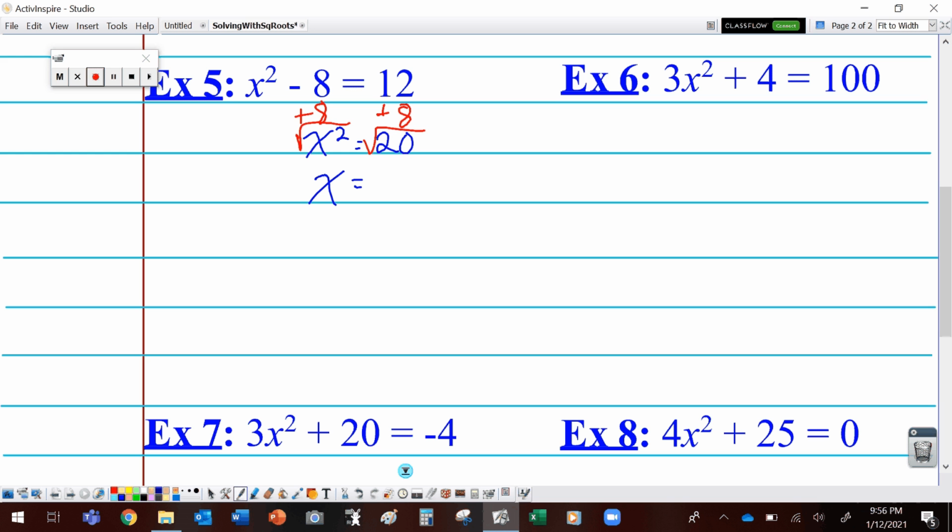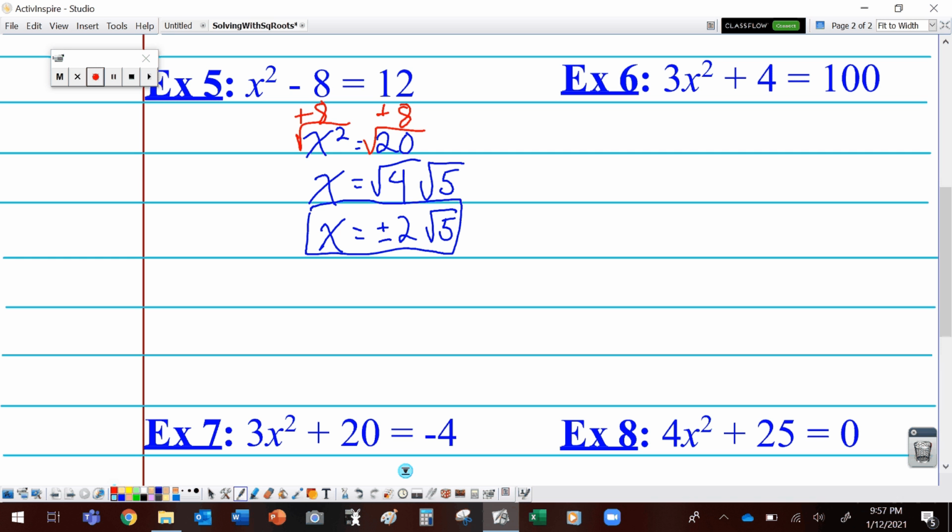On the right side, 20 is not a perfect square, so I'm not going to get an integer answer here. If we remember last lesson, what I want to look for are 2 square roots, one of which is a perfect square that evenly divides 20. Well, 4 is a perfect square that evenly divides 20, and 4 times 5 gives me 20. So I split that square root of 20 into the square root of 4 times the square root of 5. The square root of 4 is plus or minus 2, and the square root of 5, we leave it alone. So I have x equals plus or minus 2 times the square root of 5. All right, moving right along.